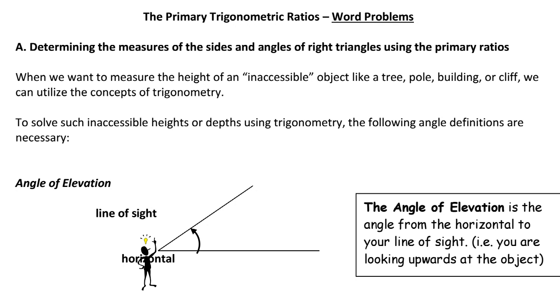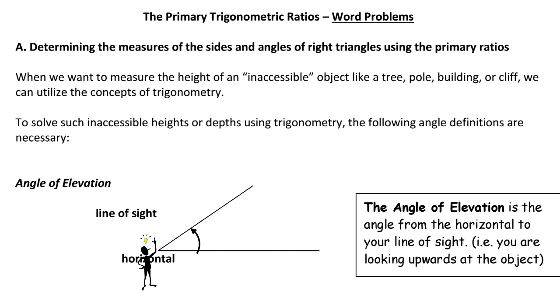All right, guys, you're ready for Unit 5.2b. Now, this is basically word problems. So the big thing here is determining the measure of the sides and the angles of the right triangle using primary ratios. When you want to measure the height of an inaccessible object, like a tree, a pole, building, cliff, we can utilize concepts of trig.